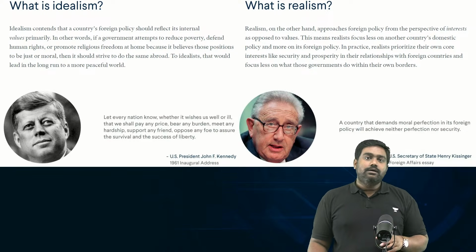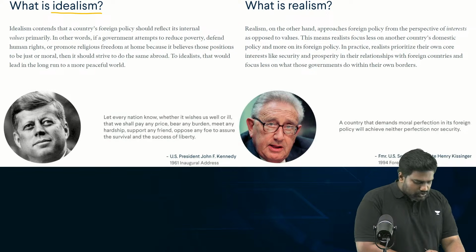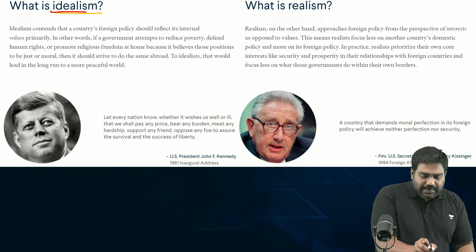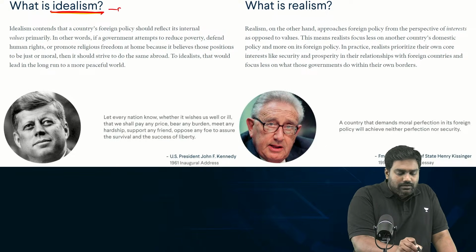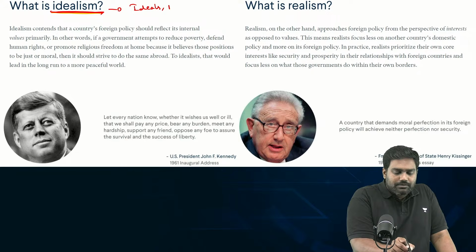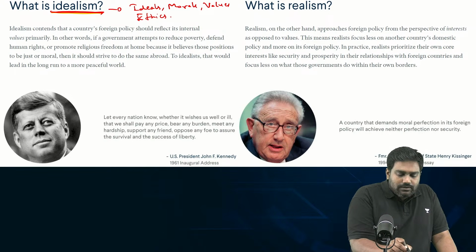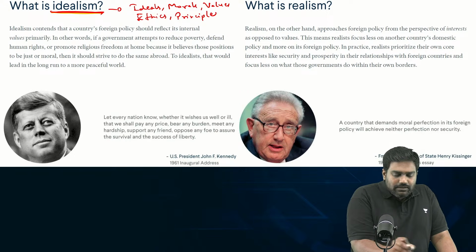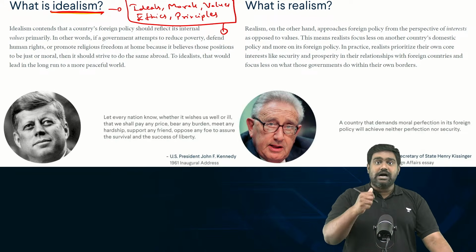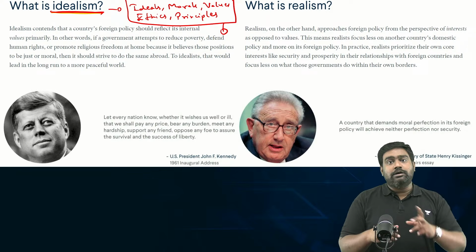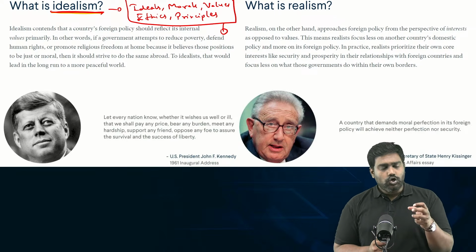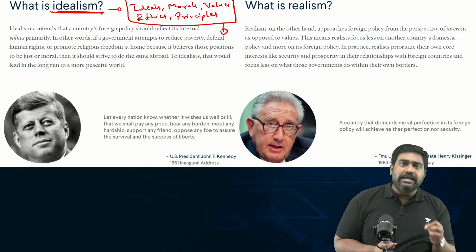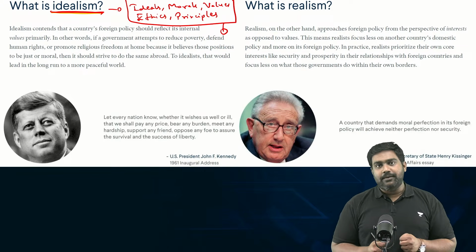In idealism, those who believe in idealism, those who practice the idealistic school of thought in foreign policy, they believe that ideals are more important. Morals, values, ethics, principles. They believe that these aspects have to be upheld, not just in their own country, but around the world. Let's say there is a leader in one country who believes that human rights will always have to be protected, not only in his own country, but across the world as well.